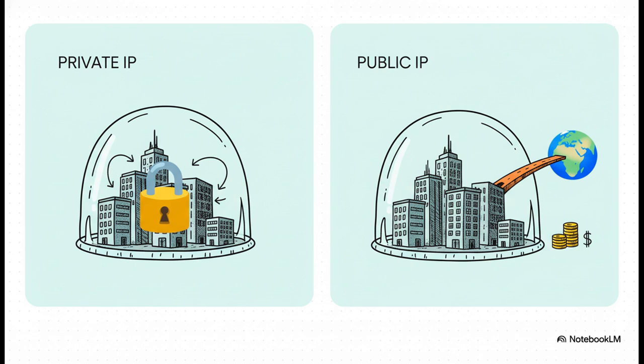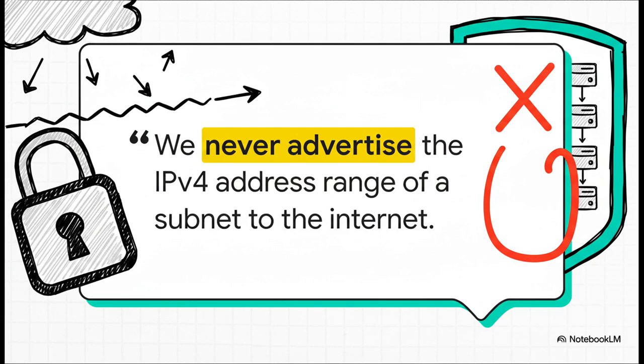Then on the right, you have public IPs. These are your city's connection to the rest of the world. They are reachable from the internet, and because they're a limited resource, they come with a cost. And this quote from the AWS docs just brilliantly sums up the security you get by default. Your city's internal private address plan is never, ever broadcast to the public internet. This isolation isn't an afterthought. It's a core security feature baked right in from the start.